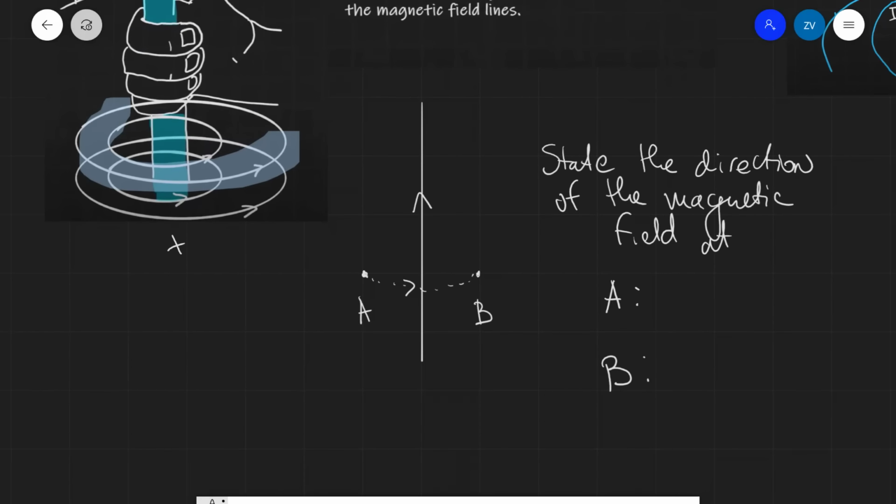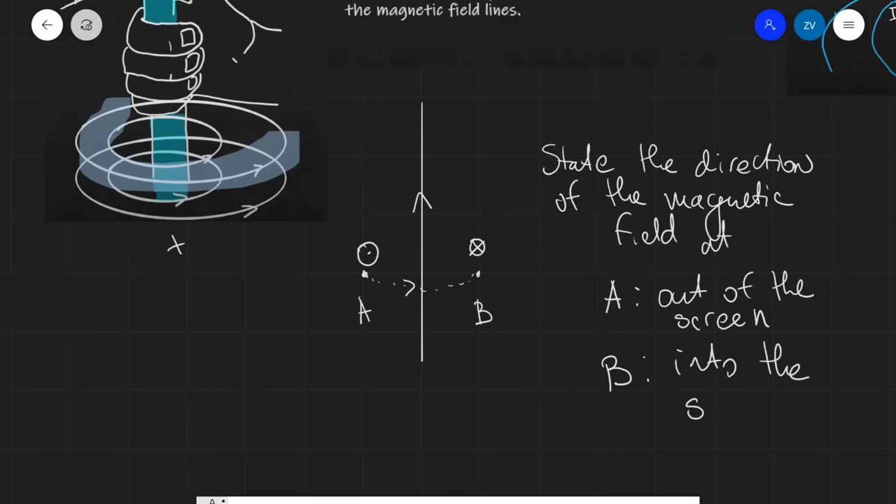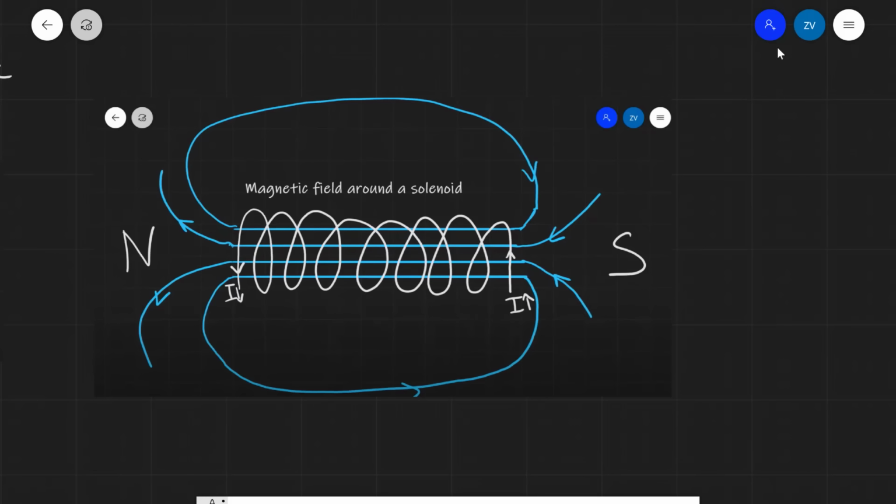So at point A, the field will be coming out of the screen like so, and that's the symbol that we tend to use, so out of the screen. If you're doing this on paper, it will be out of the page, and at B, it will be into the screen like so, so into the screen. You could use those two rules to essentially draw out the field or the magnetic field around the solenoid.